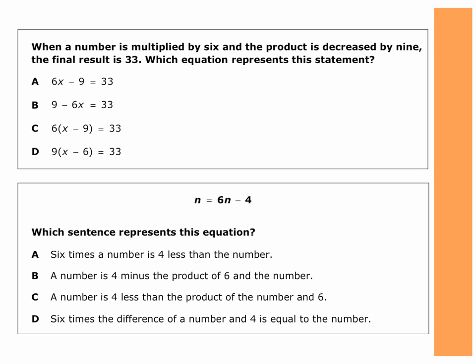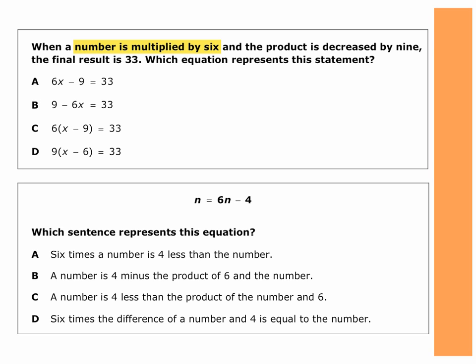Some examples of word phrases and expressions: when a number is multiplied by 6 and the product is decreased by 9, the final result is 33. Which equation represents this statement? First thing that can be helpful is to go ahead and highlight or underline some key words. So some of the things that I highlighted were a number is multiplied by 6.